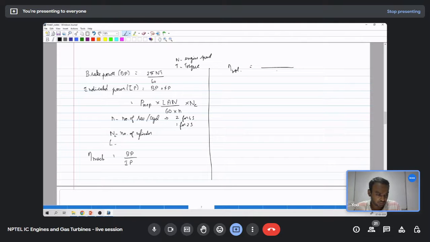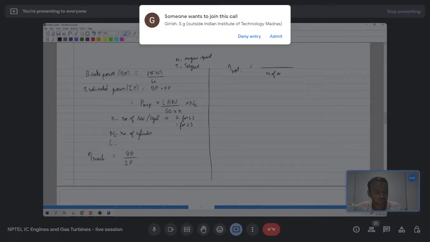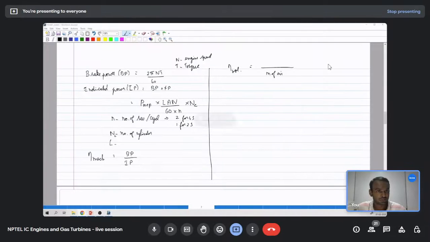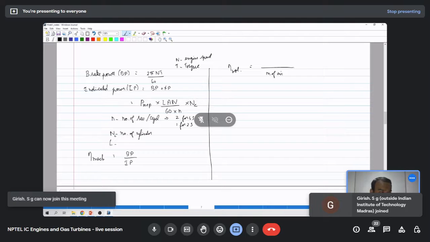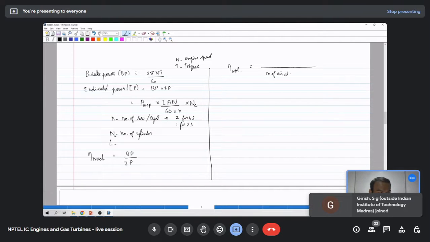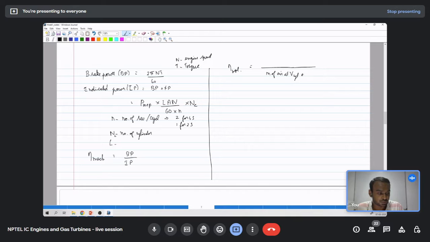this says how much air we are able to effectively take into the cylinder. So in the denominator we have mass of air that can be at cylinder volume at atmospheric conditions or at manifold conditions. So the manifold can be of a higher pressure or lower pressure.